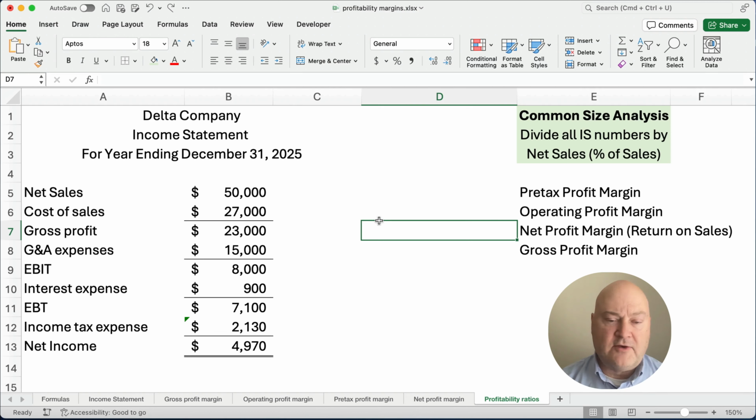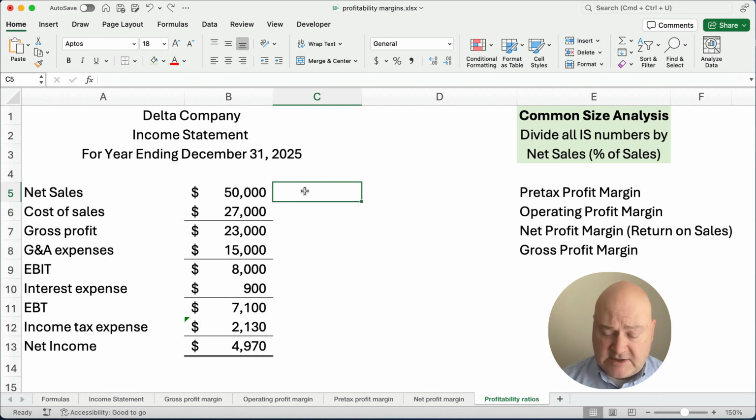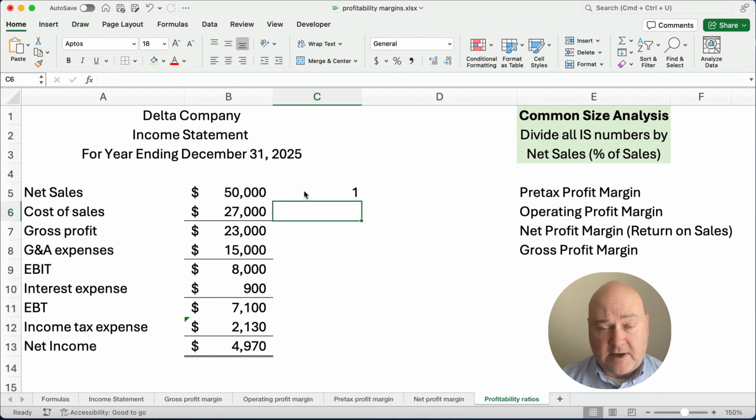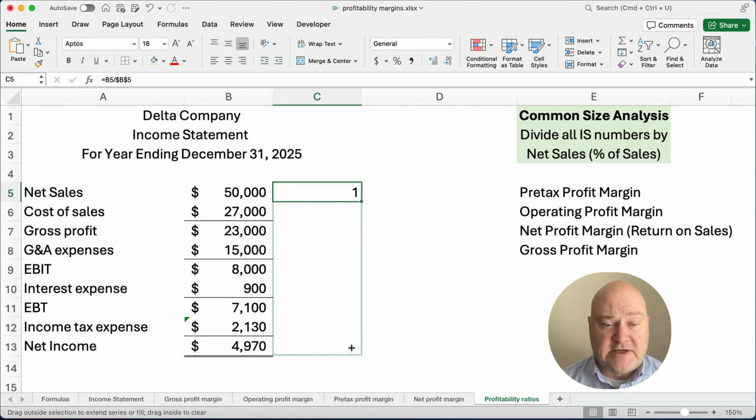Now I have a full set of videos for all these different ratios on how to calculate them directly. But we're going to do them all together using a technique called common size analysis. Sometimes this is called vertical analysis. So we're going to take all the income statement numbers and divide by the original sales, net sales here, the 50,000. So for example, we're going to take 50,000 divided by 50,000. I'm going to make that second 50,000 absolute so I can copy it all the way down. Now 1 is going to be 100%, so I'm going to copy just the numbers down.